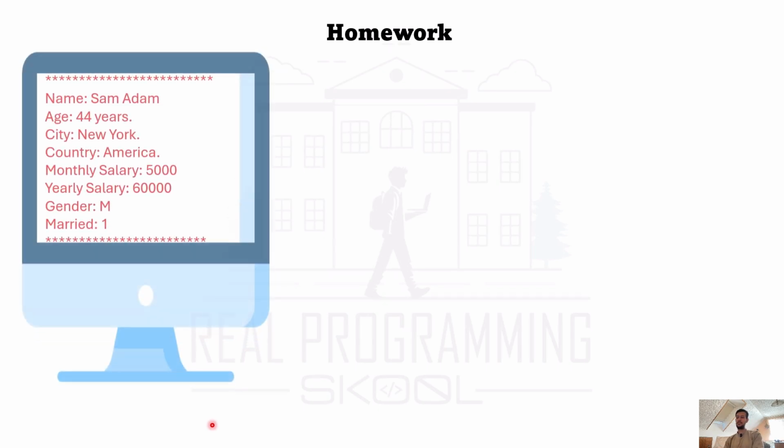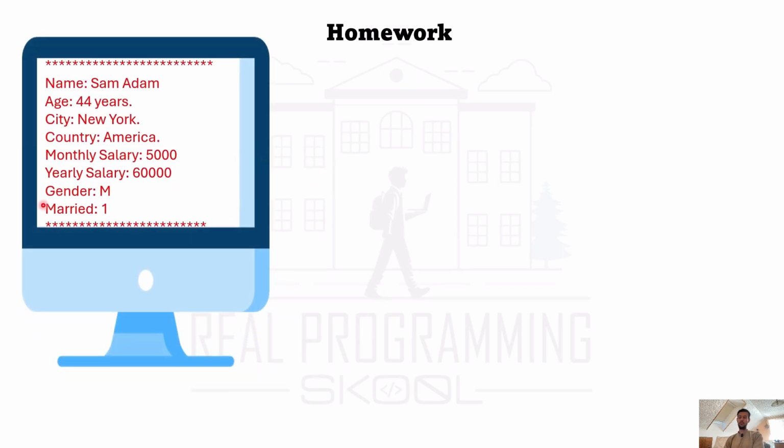Our lesson today is about the solution of the previous homework that I gave to you in the previous lesson. The first homework was about writing a program to print this card information on the console screen, but this time I want you to let the compiler read these values: the name, the age, the city name, the country name, the monthly salary amount, and the gender married. I want you to let the compiler read these values from the user through the console screen. That was the first homework. Let's go to Visual Studio and see how we're gonna solve it.